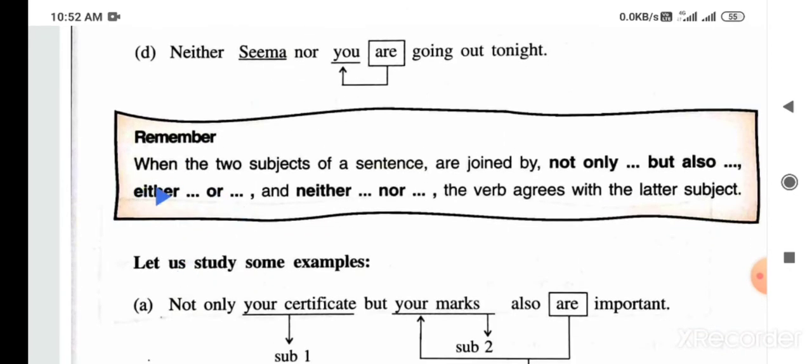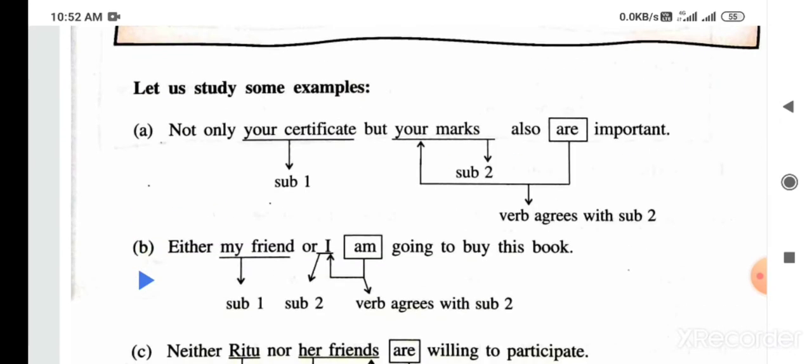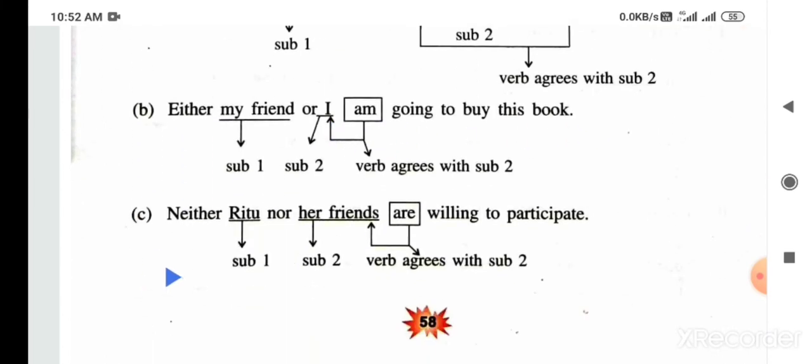So you see, when the two subjects of a sentence are joined by not only but also, either or, neither nor, the verb agrees with the latter subject. Not only your certificate but your marks also are important. Either of my friend or I am going to buy this book. Neither Ritu nor his friends are willing to participate.